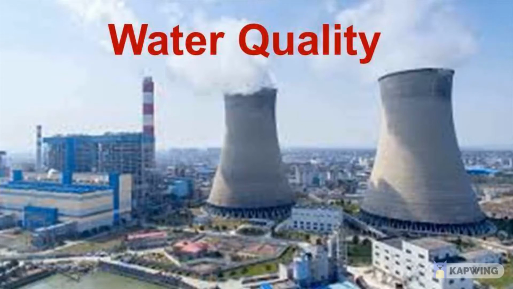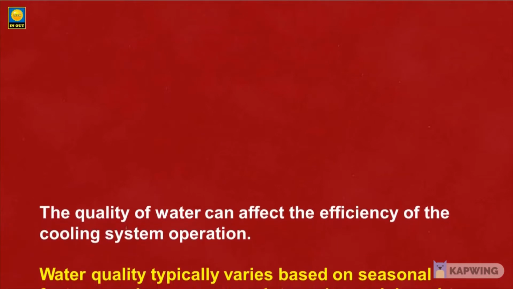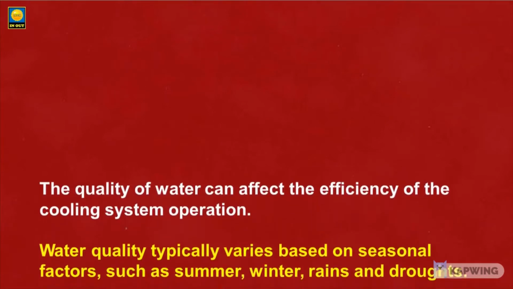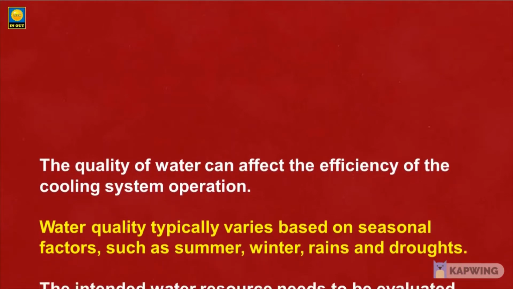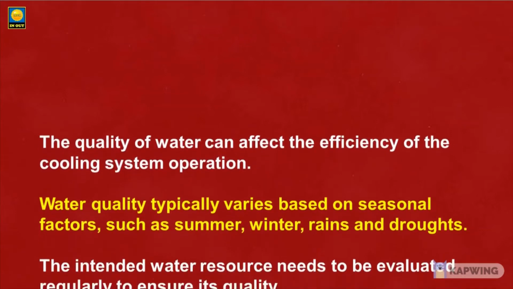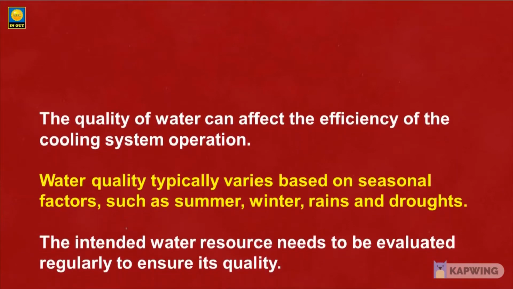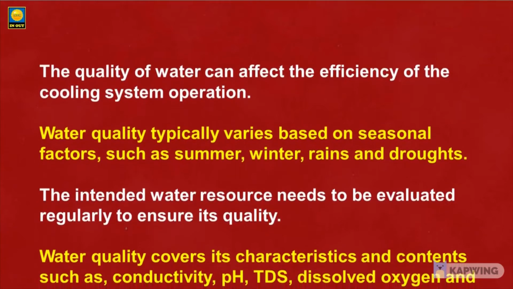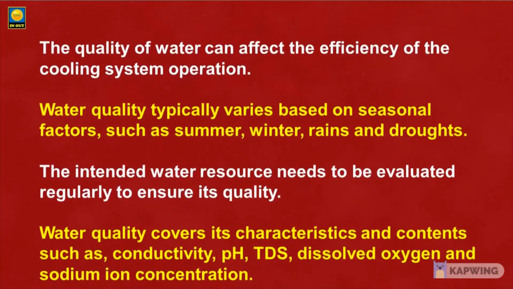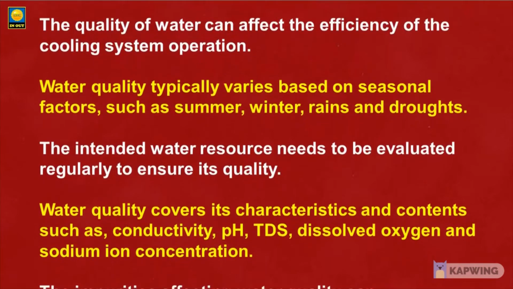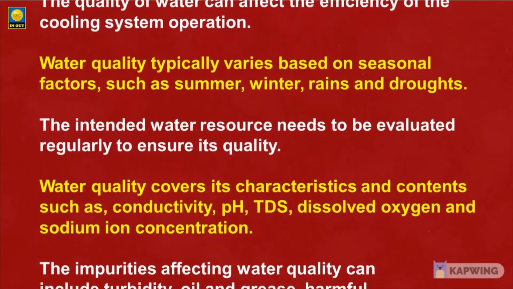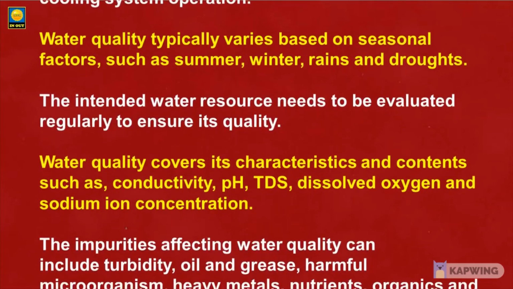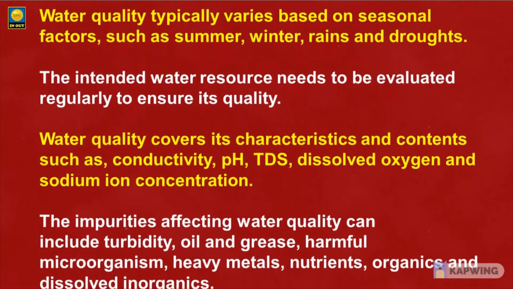The quality of water can affect the efficiency of the cooling system operation. Water quality typically varies based on seasonal factors, such as summer, winter, rains and droughts. The intended water resource needs to be evaluated regularly to ensure its quality. Water quality covers its characteristics and contents such as conductivity, pH, TDS, dissolved oxygen, and sodium ion concentration.